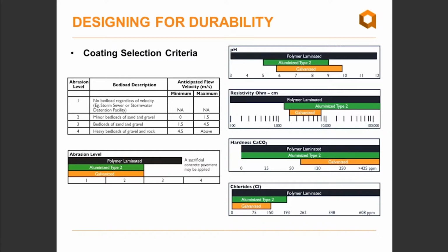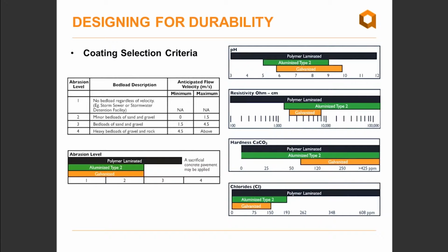So in terms of actually designing for durability, we have a number of different coating selection criteria. So a few considerations to keep in mind when actually determining which coating or which material is most appropriate. These charts were actually developed for just corrugated steel pipe, but are still applicable for structural plate products as well. So the main criteria, we have abrasion, pH, resistivity, hardness, and chlorides. So really, how much debris is going to be in the water course if this is a culvert application, and what's the chemistry of the water that the plate will be subjected to.